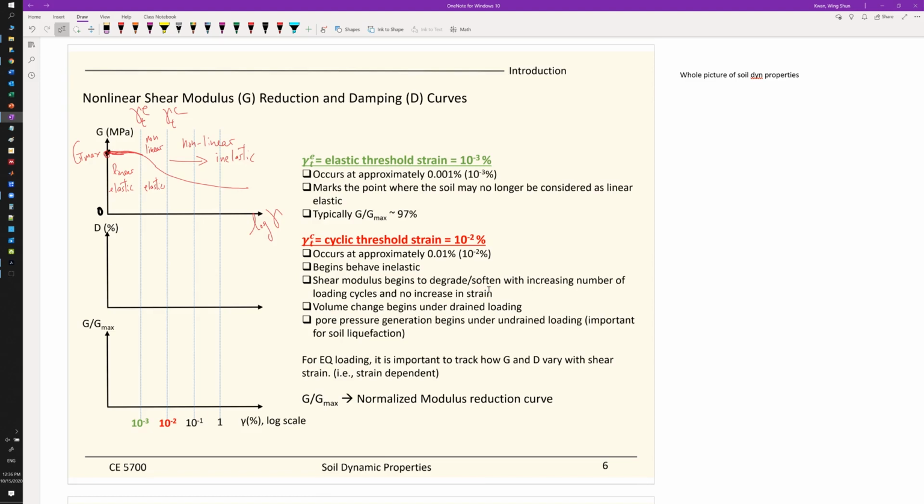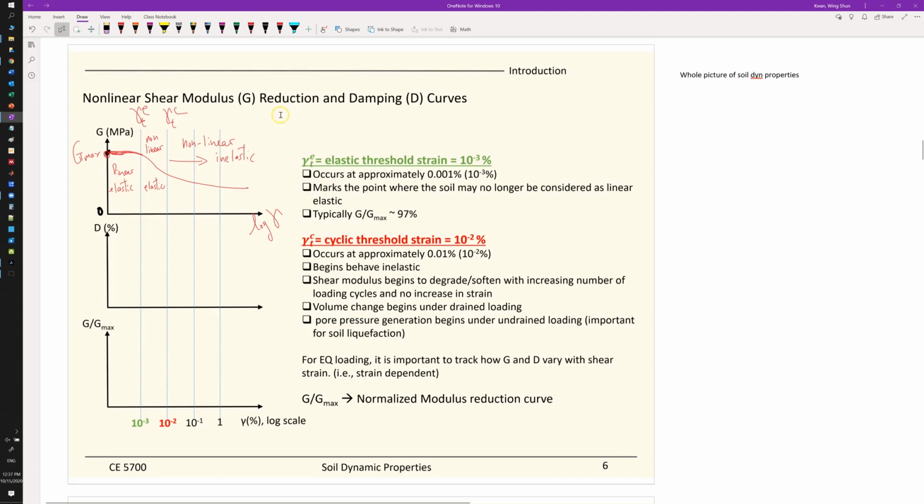And you could also expect to start to have volume change under drained loading, which means you may have settlement. So an earthquake can induce settlements if it is strong enough to deform the soils beyond this shear strain level. And pore pressure starts to generate, which means if you have a sand deposit, the strength of the soil starts to decrease, and in the worst case scenario, you can have soil liquefaction. We will talk about soil liquefaction in module number 5.